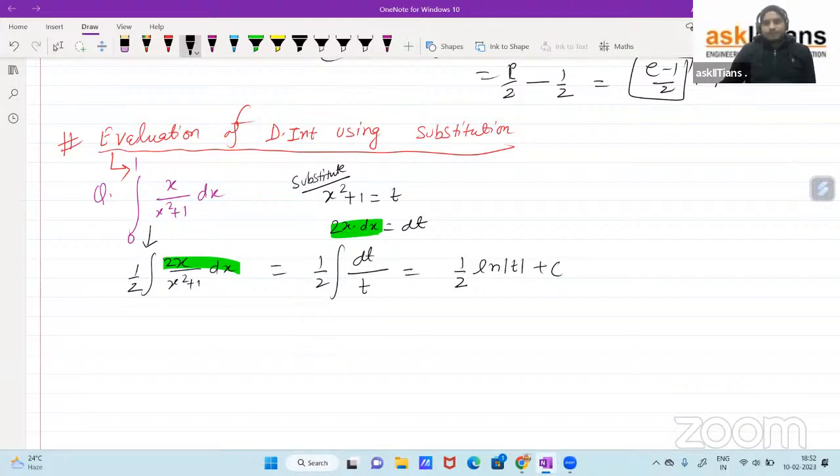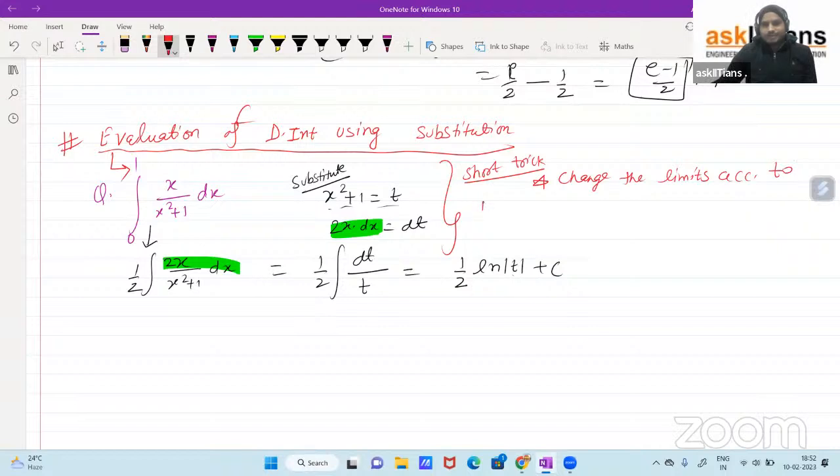Now there is no need to again substitute this t in terms of x. No, there is one shortcut. There is one short trick basically. What is that? Change the limits according to the new variable. What is your new variable here? T. So the limits will be accordingly changed, right?